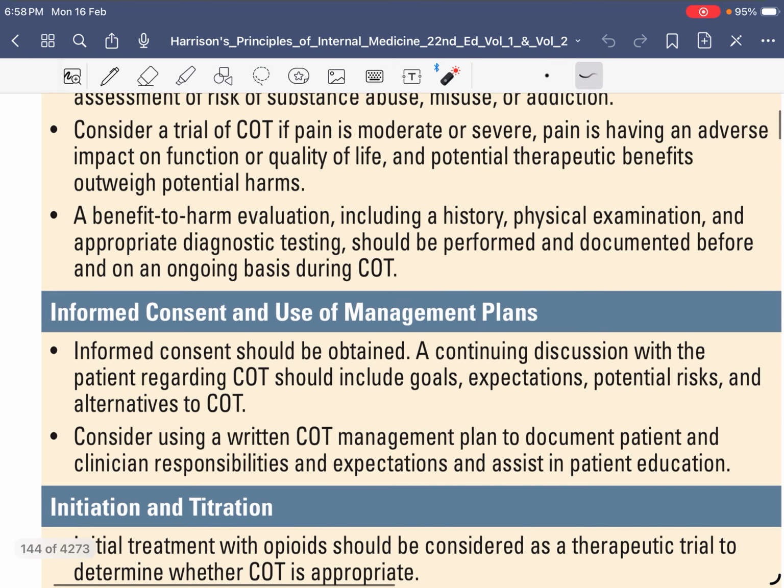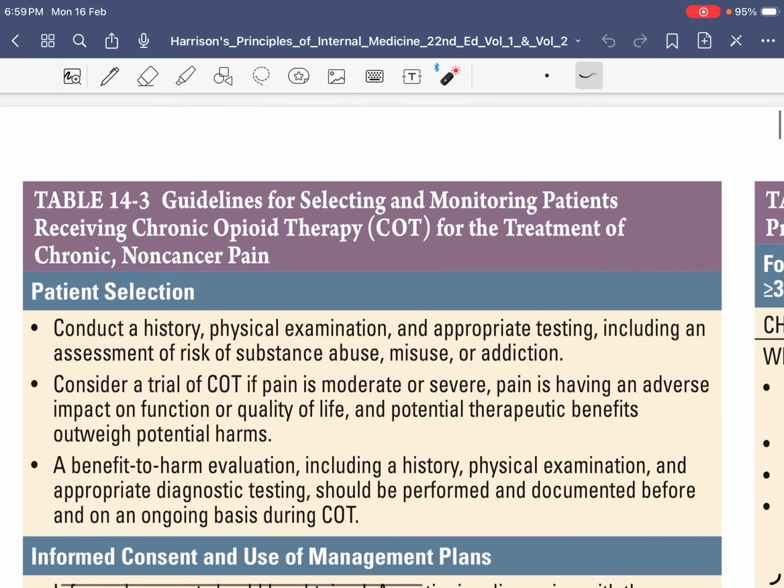Okay. Let's look at the table. Table 14.3: Guidelines for selecting and monitoring patients receiving chronic opioid therapy, that is COT, for the treatment of chronic non-cancer pain. Patient selection: conduct a history, physical examination, and appropriate testing, including an assessment of the risk of substance abuse, misuse, or addiction.